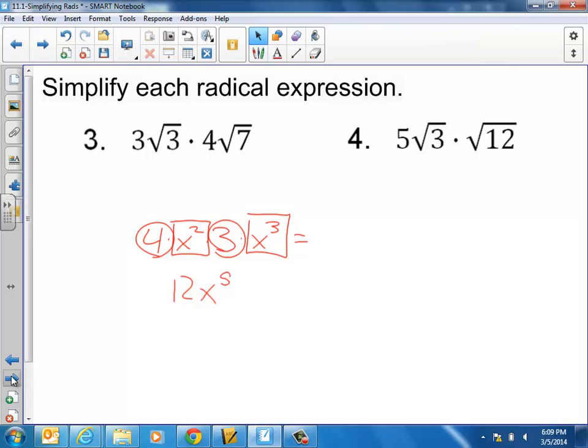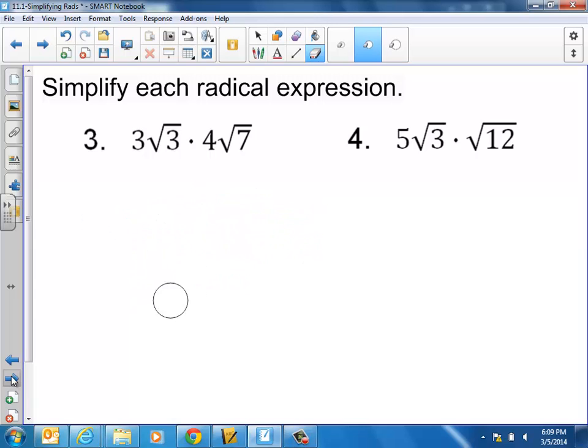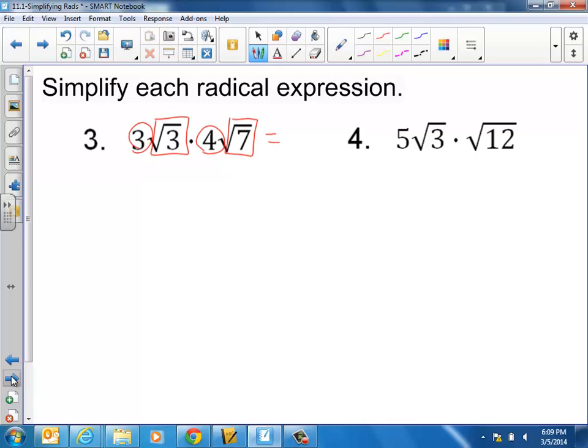Here too, I'm going to erase that. This is just an example to get you clued in here. Here too, you're just going to multiply your like terms. We know radicands, the stuff under the radicals, can multiply together. We know whole numbers can multiply together. So the 3 and the 4 multiply, the 3 and the 7 multiply. So this gives you 12 radical, 3 times 7 is 21.